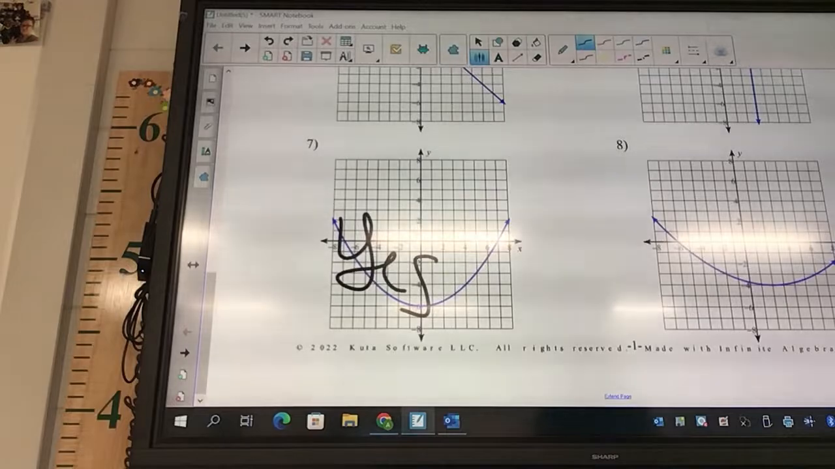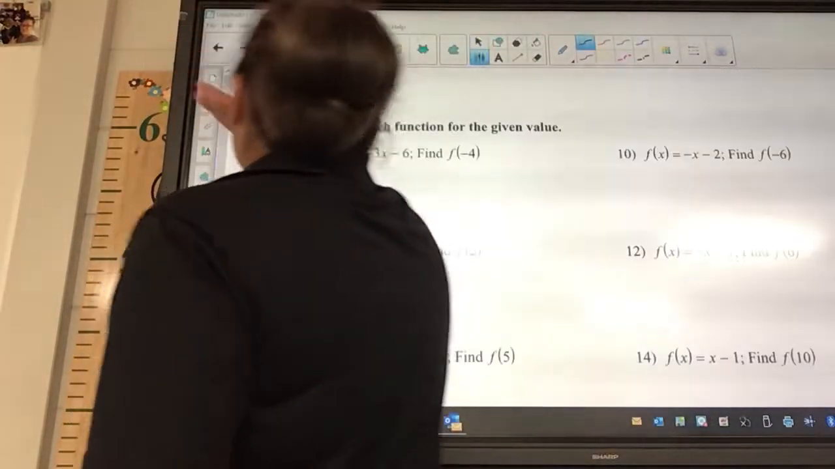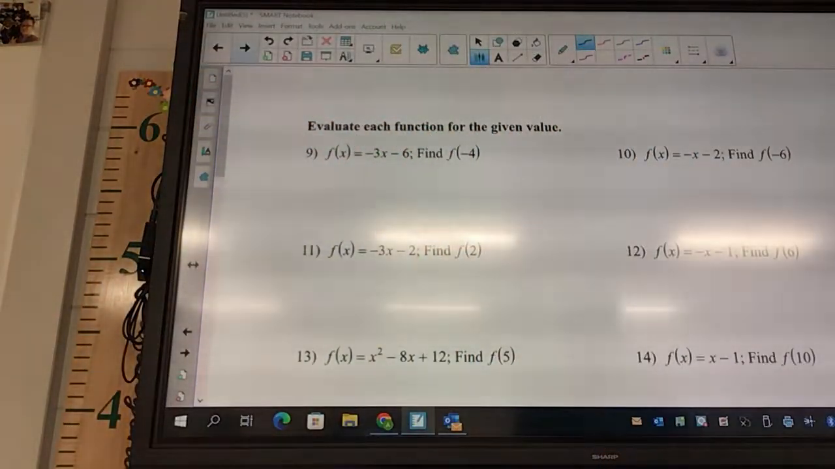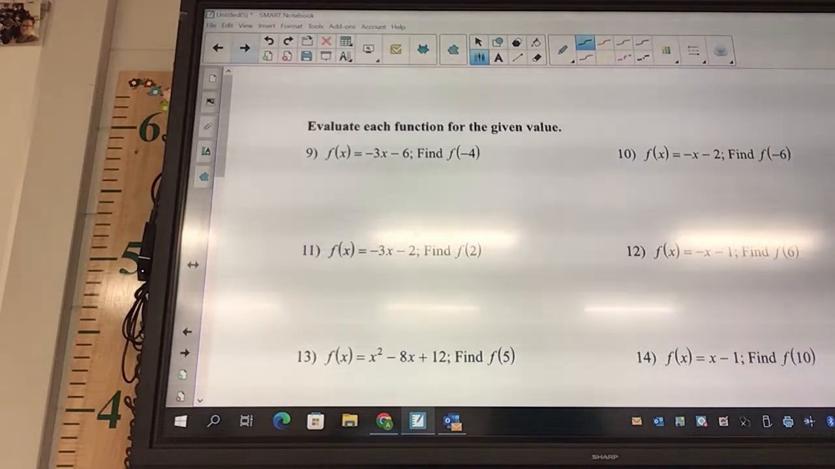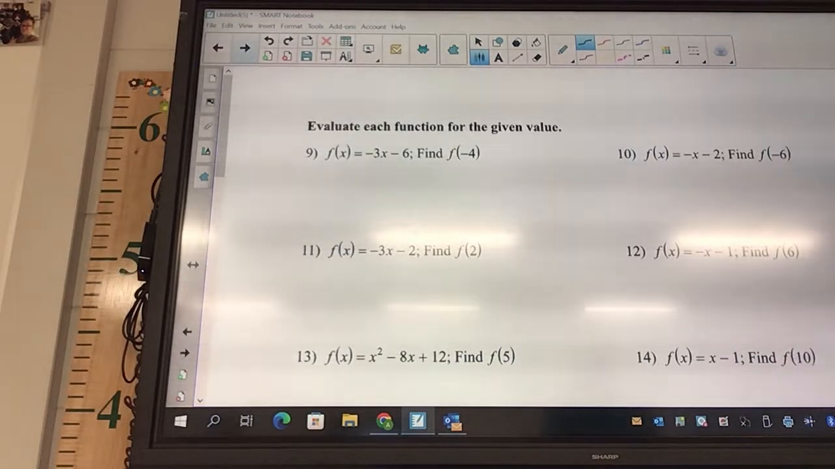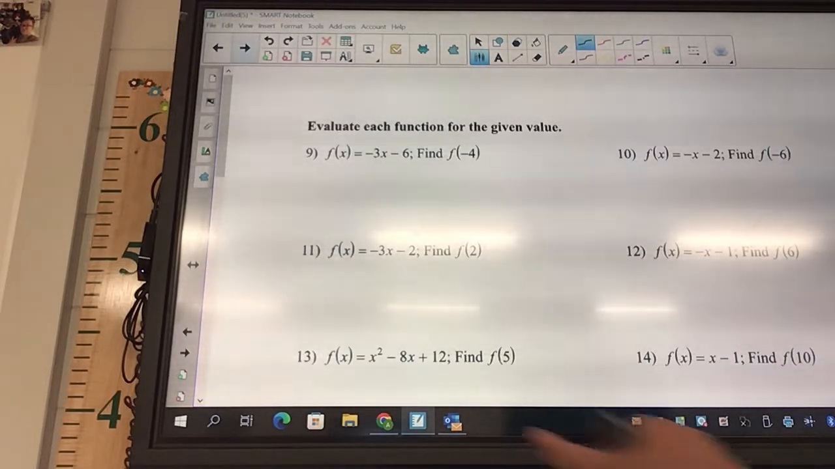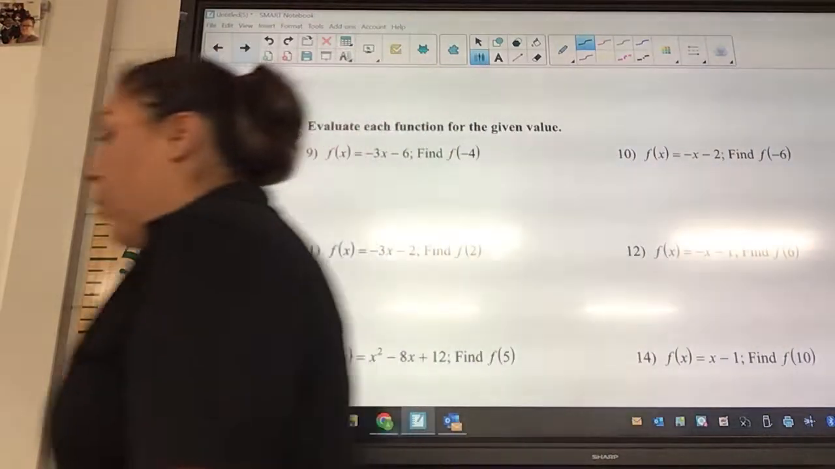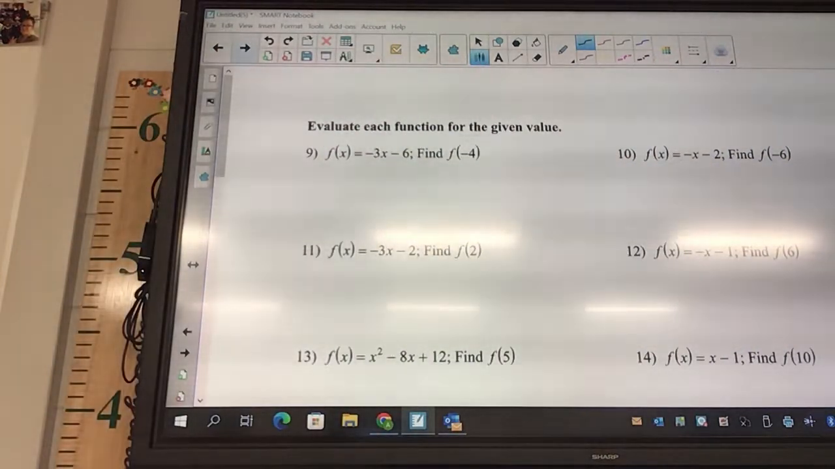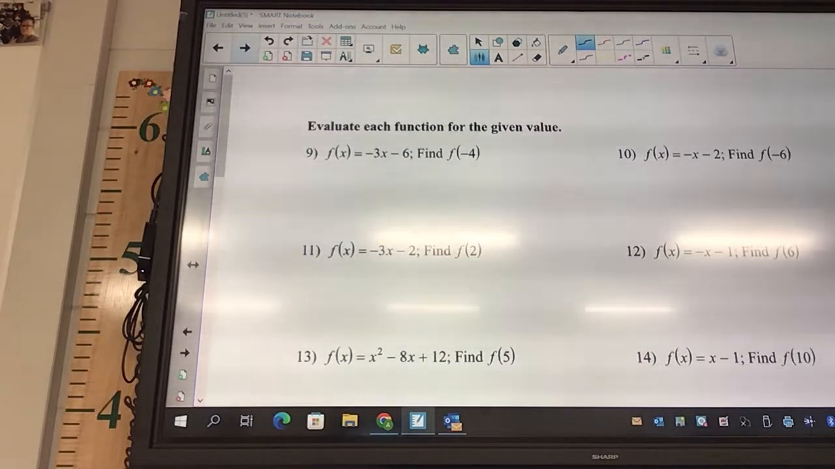Okay, the back side is about evaluating functions. Okay, and I'm just going to write for a second, so don't copy me. We've talked about a job before, and if you make $10 an hour, okay? Well, what if you work 1 hour? How much money are you going to have? 10. What if you work 4 hours? 40. Okay? You can figure some things out.